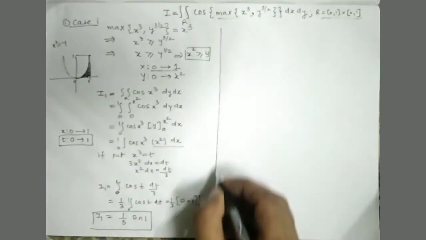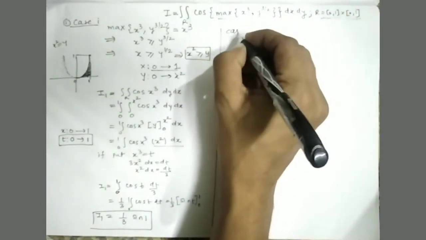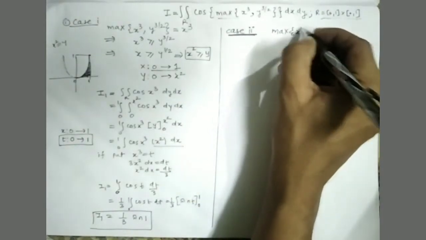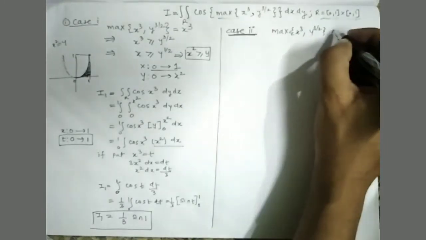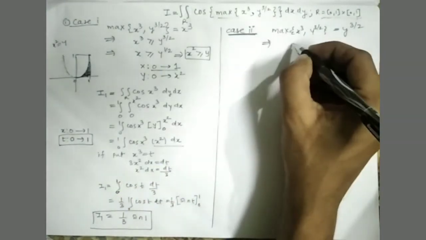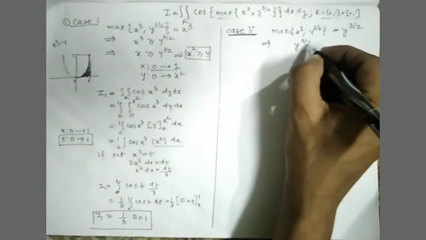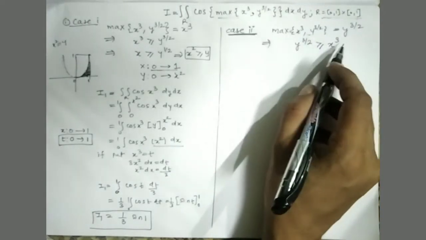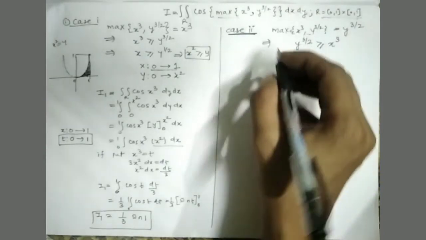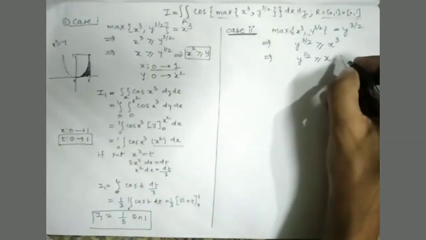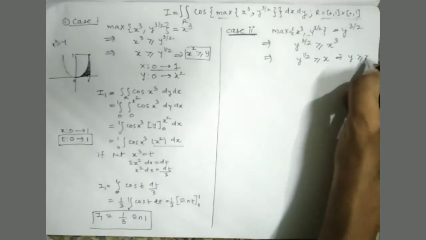Now let's consider case number two. In this case my max function will be y raised to 3 by 2. This means y raised to 3 by 2 is bigger than both functions, so it is bigger than x cube as well as y raised to 3 by 2. If I take the cube root on either side, I get y raised to 1 by 2 greater than or equal to x, which means y is greater than or equal to x square.